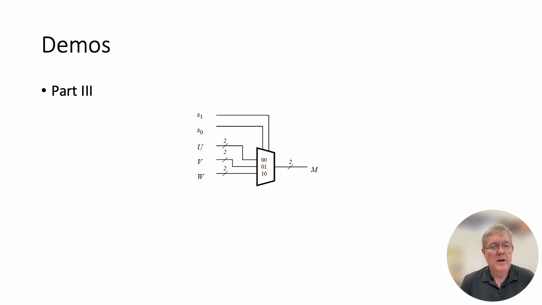In part 3, the first submissible part of the lab, you're expected to design a 2-bit wide 3:1 mux as depicted here. The select inputs S0 and S1 are to be connected to switches 14 and 15, whereas the 2-bit wide inputs U, V and W are to be connected to switches 0 through 5: W to switches 0 and 1, V to switches 2 and 3, and U to switches 4 and 5. The output M, the 2-bit wide output M, is to be connected to LEDs 0 and 1. So let's have a look at that.